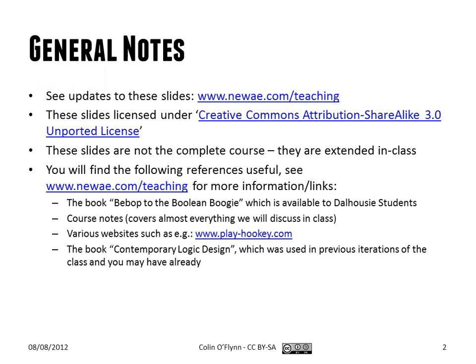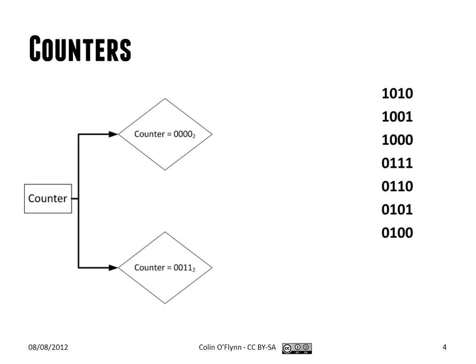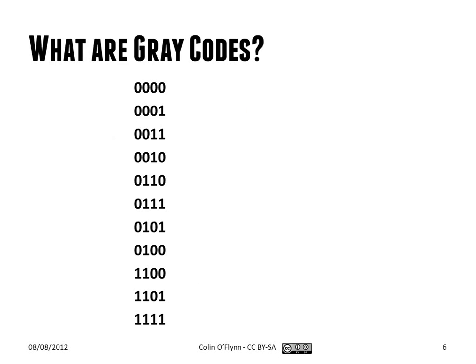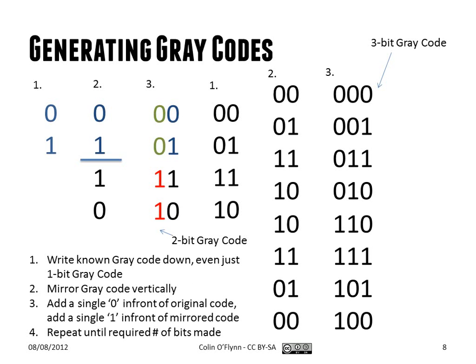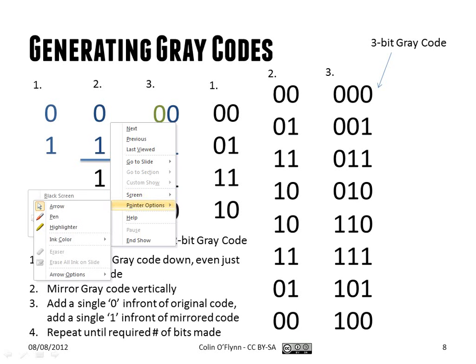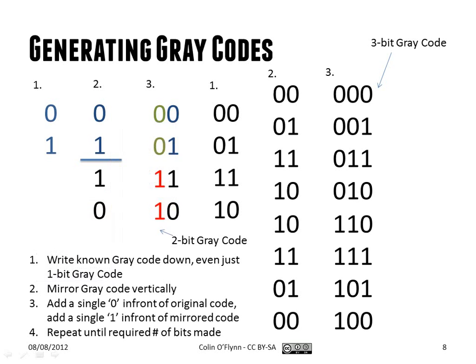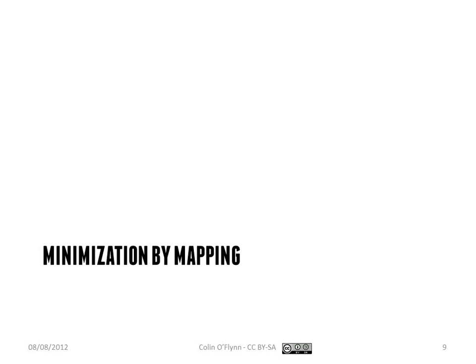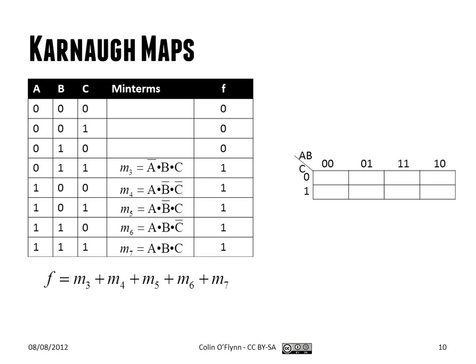Okay, so yesterday we were talking about Gray coding. Gray coding is where only a single bit changes between individual codes. And why we care about it right now is that we're going to use it for what we call K-maps, or minimization by mapping. Minimization by mapping is just another way to look at the truth table.